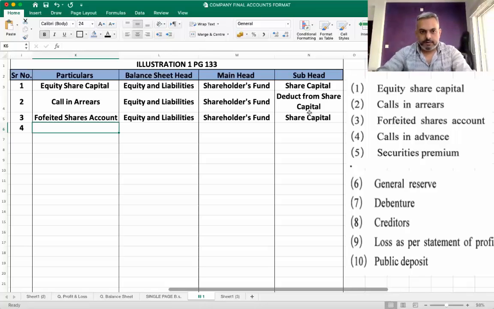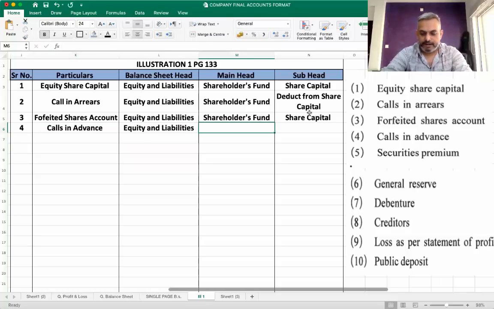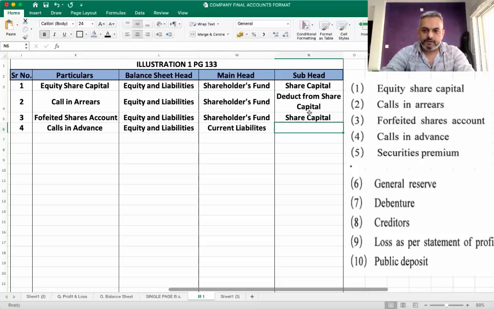So then next one, calls in advance. Now calls in advance is our liability. So again, equity and liability. Calls in advance main head is current liabilities, because this will be adjusted against the calls what we will make, and subhead, where it will go, the subhead will be other current liabilities.